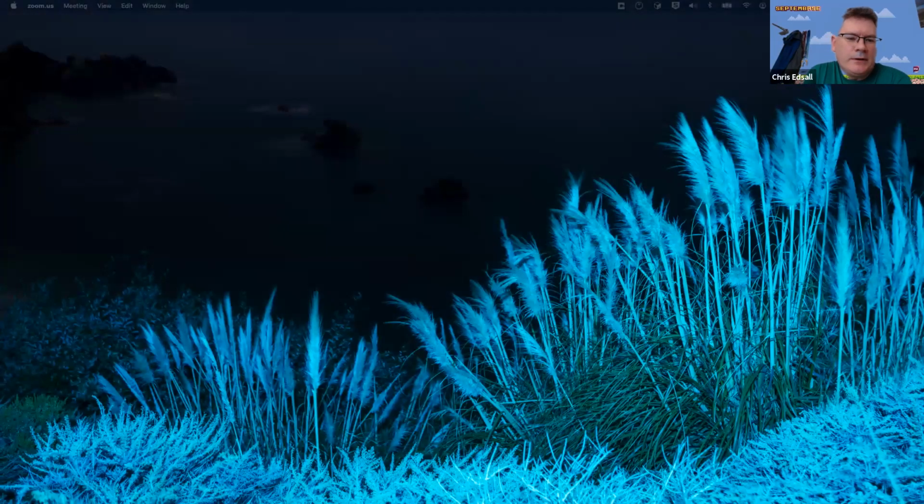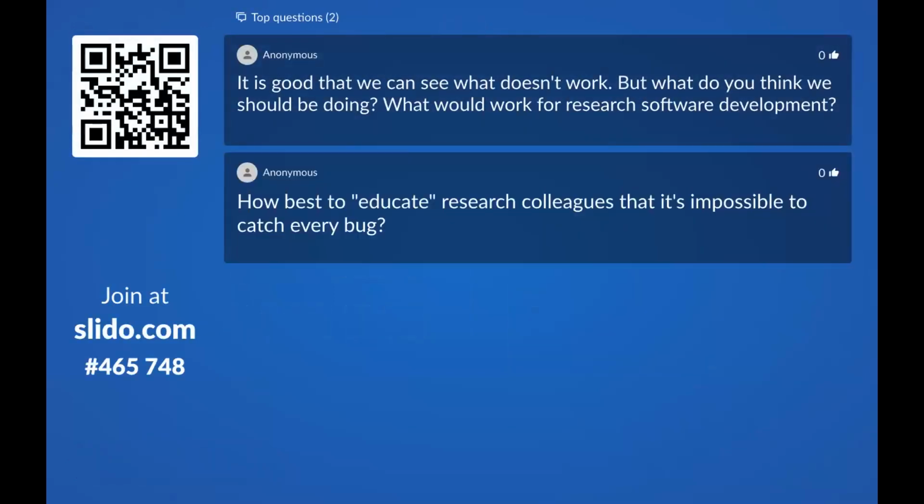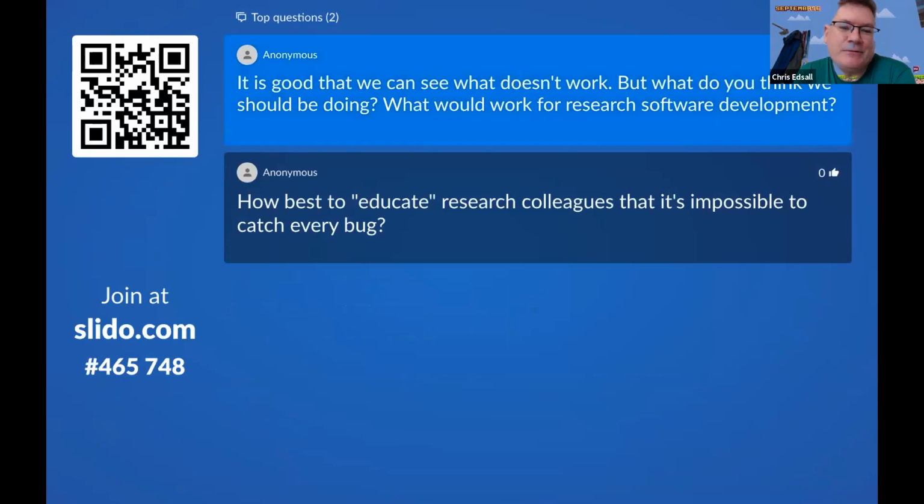Thank you, Graham. I think what's going to happen is Christopher is going to share the Slido screen, and if you can paste the Slido URL into the chat. Given that both of those questions currently have 0 votes, we'll just take them in the order they appear on the screen. So Graham, it is good that we can see what doesn't work, but what do you think we should be doing?